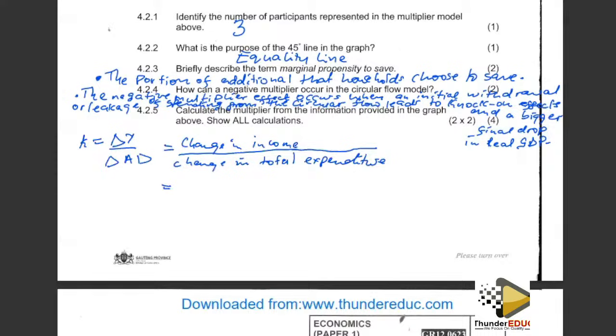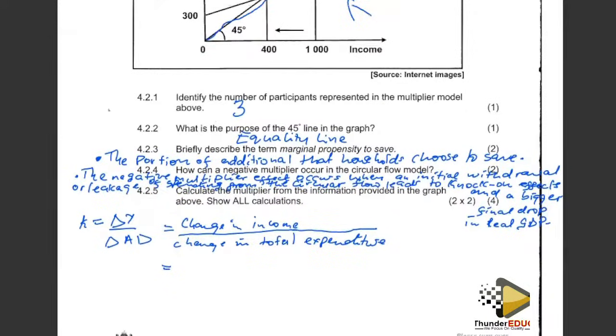Okay, right. Now let's check from the graph the changes that we have, especially when it comes to income. We have 400 and 1,000. It means that the change is from 400 to 1,000. And on the side of expenditure, our change is from 300 to 600. So we are going to check the difference between the first income and the second income, and also the difference between the first expenditure and the second expenditure.